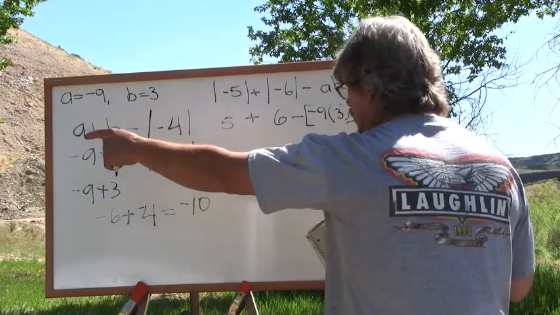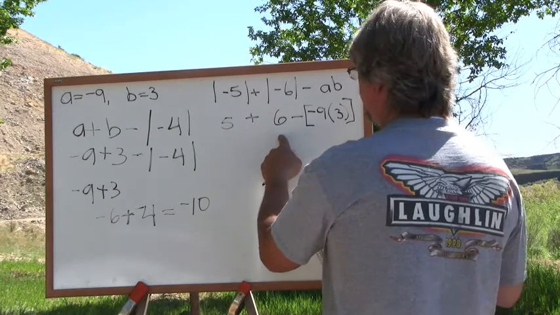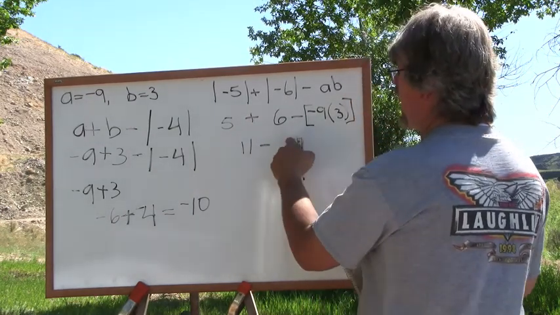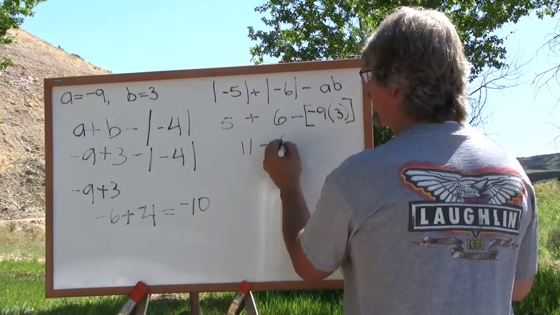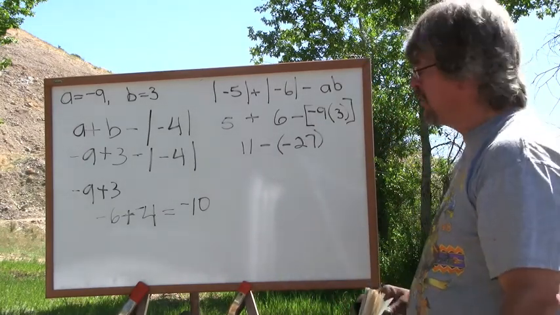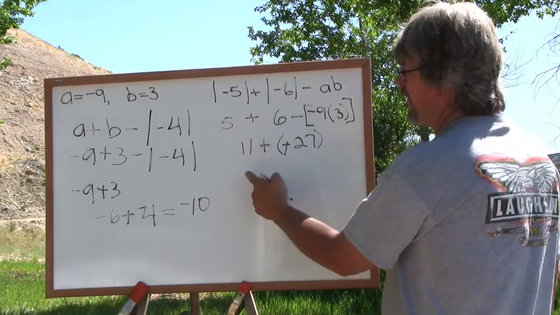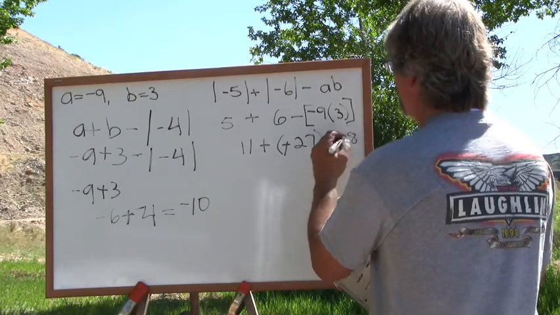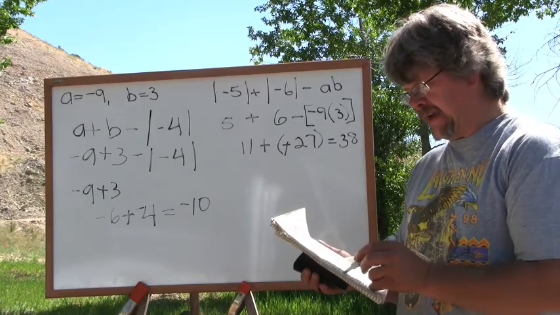So working from left to right, we do 5 plus 6 is 11 minus negative 9 times 3, which is negative 27. And again, we have our familiar double negative: 11, and we negate the negative. 11 plus 27 is 38. And that's how those absolute values work. Piece of cake, isn't it?